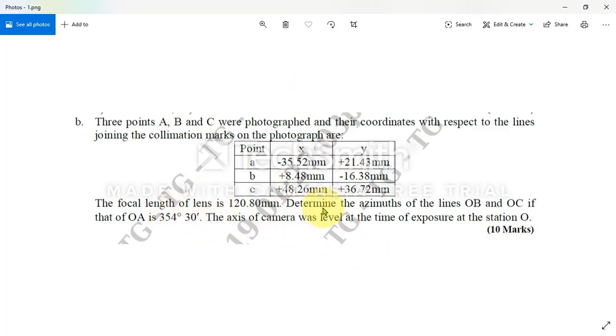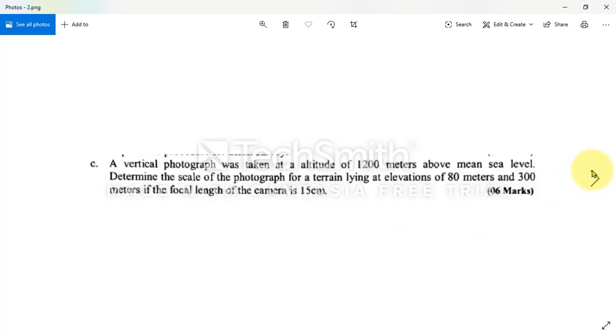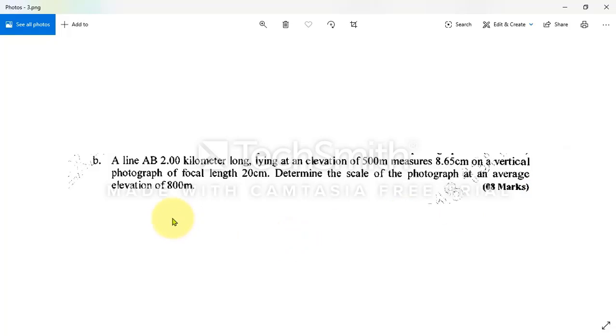Almost all same data. Okay, and next another question paper problem. This problem also we have already solved. This one is asked for 6 marks, only 2 steps in this question. This also we have already solved. And another question paper question also you can see here. This question also we have already solved.